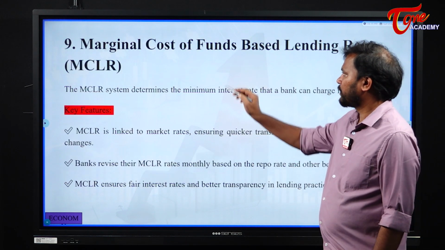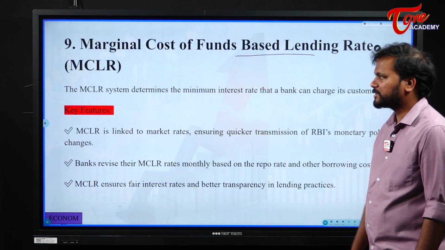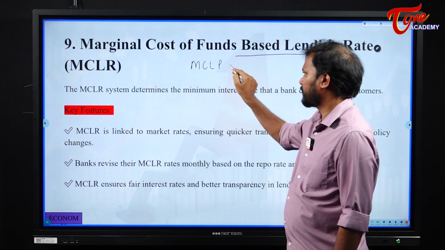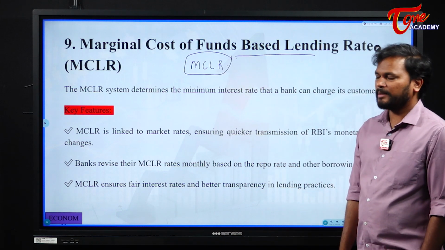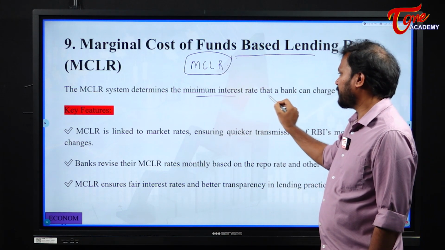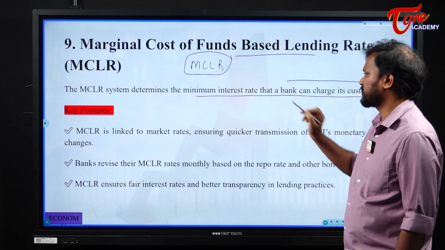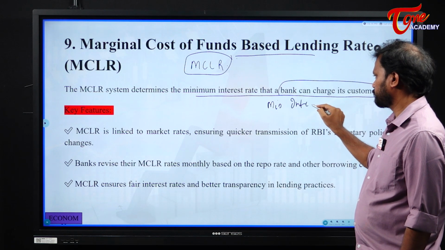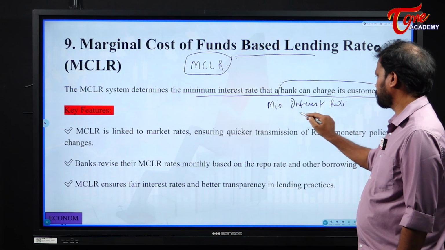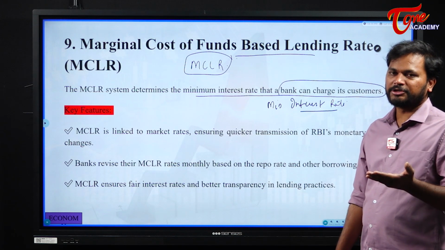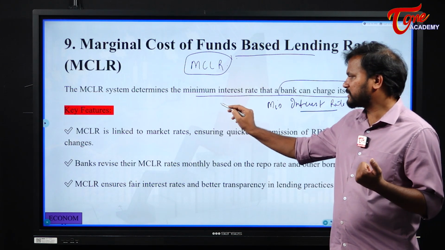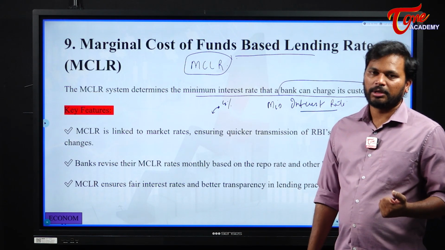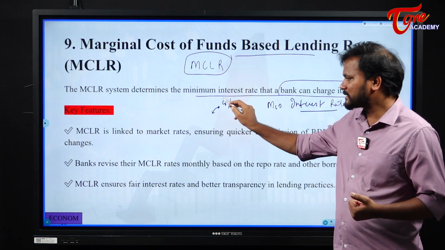Next, the marginal cost of funds based lending rate, we call it the MCLR rate. The MCLR system determines the minimum interest rate that a bank can charge its customers. Below that it should not charge. For example, if the minimum interest rate is 4%, it should not decrease to 3.5% or 3%. So this is the minimum rate.